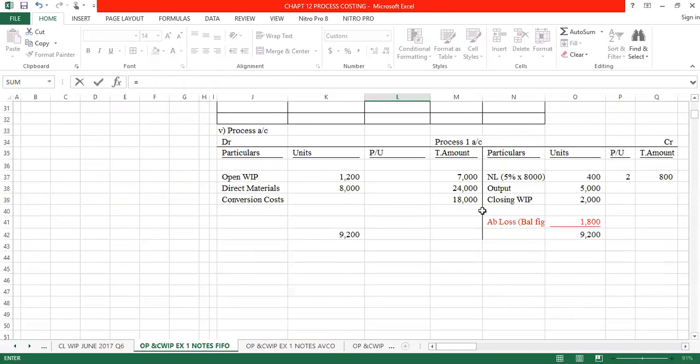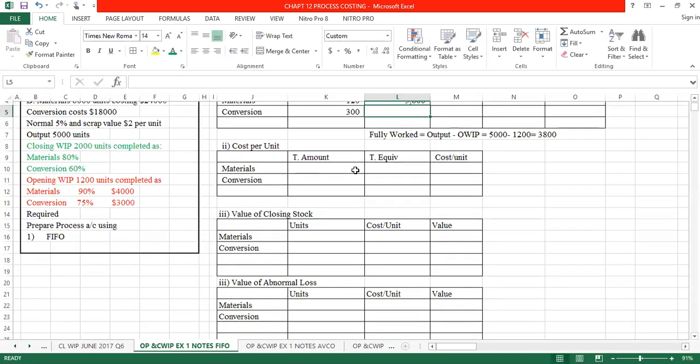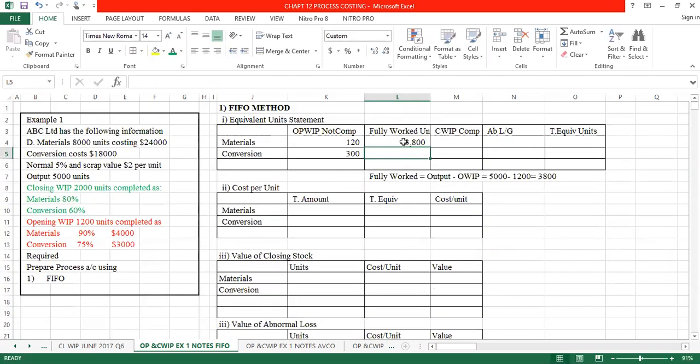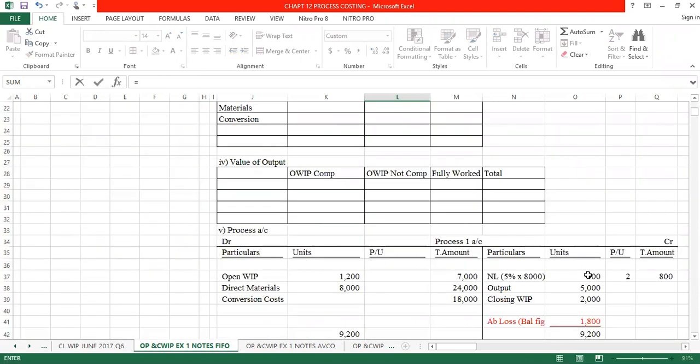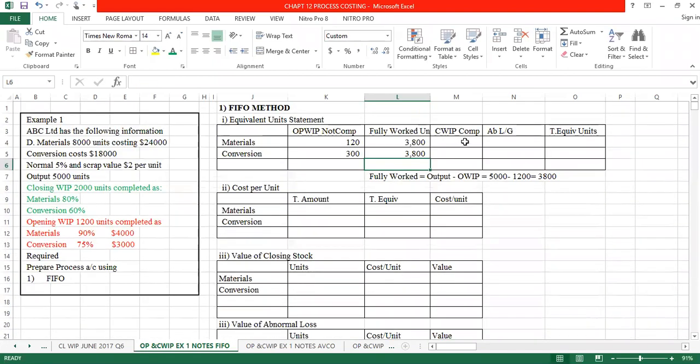Fully worked is here. I'll go and pick that minus the opening. So you can all see it there. So 3,800. Is equals to the same minus 1,200. So 3,800. So now closing work in progress is completed. So you go to closing work in progress.